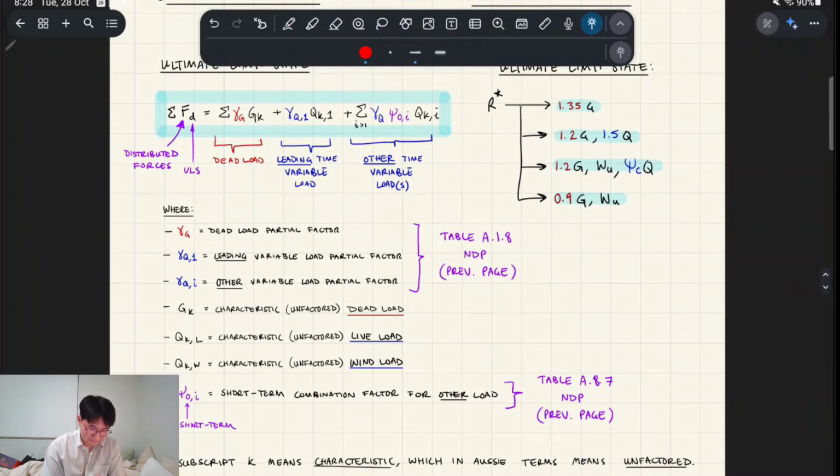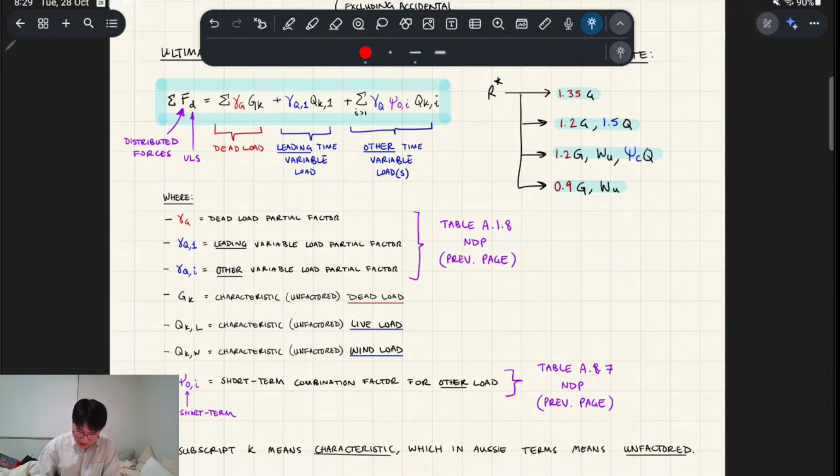So that 0 is actually referring to the short term. We're doing the strength load combinations right now, and that's for when it's like a once-off worst case scenario. It's where your wind is hitting and you've got heaps of live load, and it all happens within a very short period of time, right? So that's your short-term combination factor and why you need it for your other time variable loads.